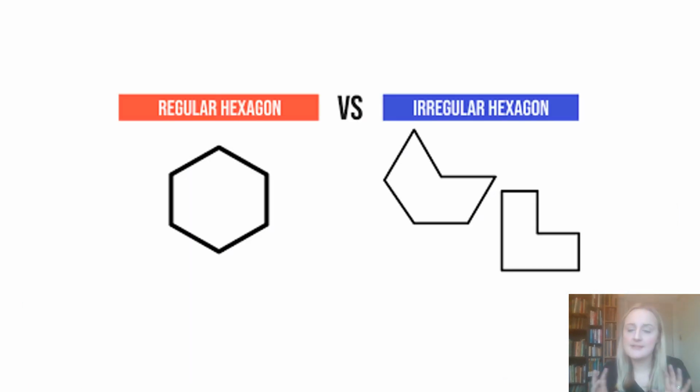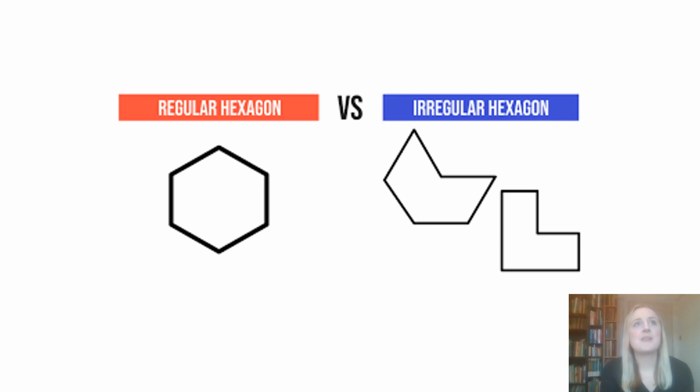Now, regular versus irregular is something that all students need to understand. And that can be exemplified pretty easily with things like this. A regular hexagon, this is what we all think of when we think of a hexagon. Our experience at primary school of hexagons may have mainly consisted of pictures of regular hexagons, but we need to make sure they know that irregular hexagons have 6 sides, but don't look like the regular ones because the sides can be different lengths and the angles can be different.